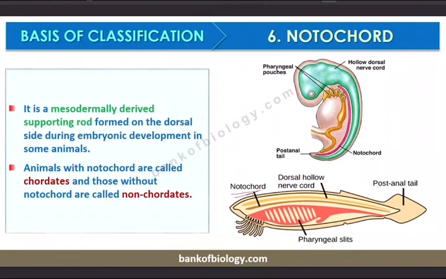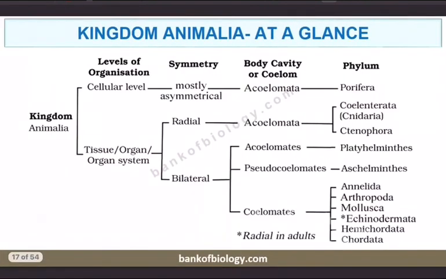the final basis is the mesodermally derived supporting rod. You can see the presence of notochord here, this rod-like structure from anterior to posterior. And this takes place during embryonic development. Animals with notochord are called chordates, and those without notochord are called non-chordates.